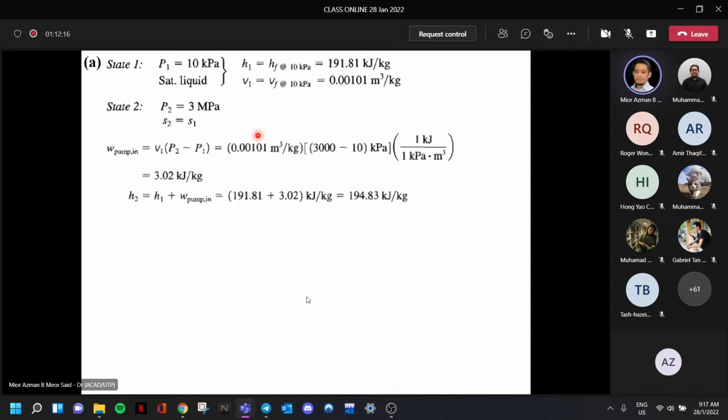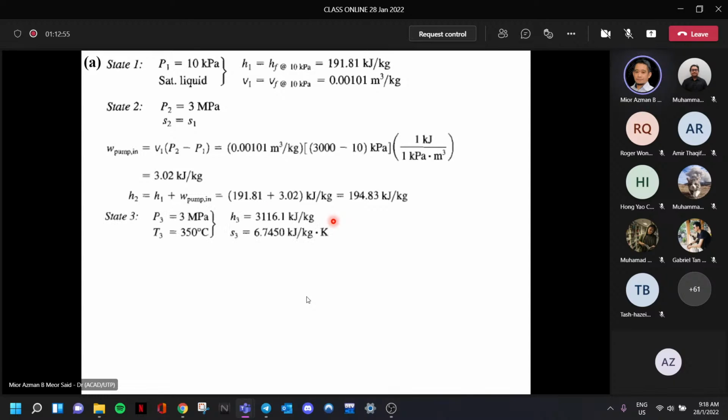So we have to go through the cycle, starting from state 1. This is known: P1 is 10 kilopascals, saturated liquid. You can find this in your table A5. For state 2, S2 equals S1, and you can solve that here. Work pump in equals v times P2 minus P1, and find the work pump in. With that you can solve for H2, which is H1 plus the work being input into the pump.